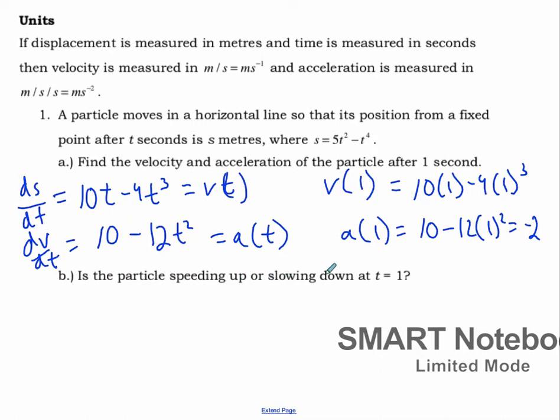Is the particle speeding up or slowing down at t equals 1? Well, I'll just answer that question. Because, actually, let's get the answer for this part. This is 6 meters per second. So if the velocity and acceleration are opposite signs, then it's slowing down. The particle is moving in the right direction. It's got a positive velocity. It's going 6 meters per second. But the acceleration is negative, so that means the speed is slowing down. So it is slowing down.